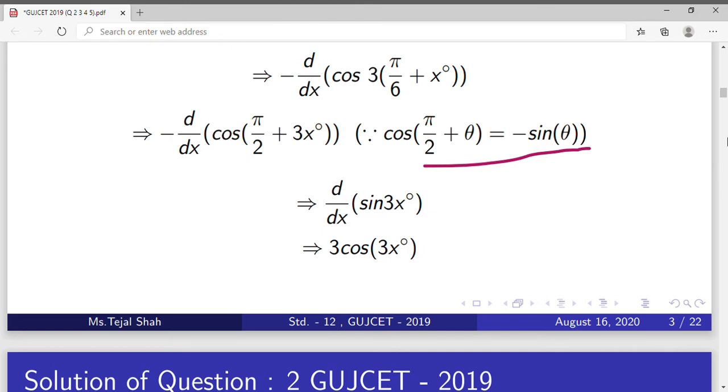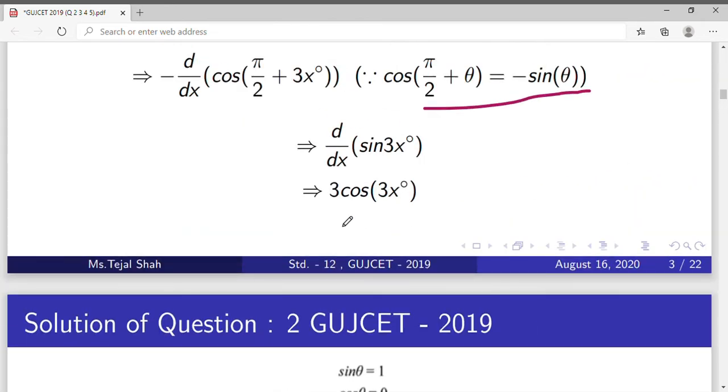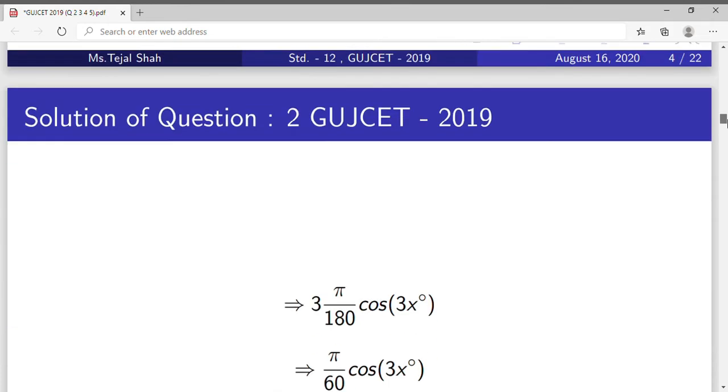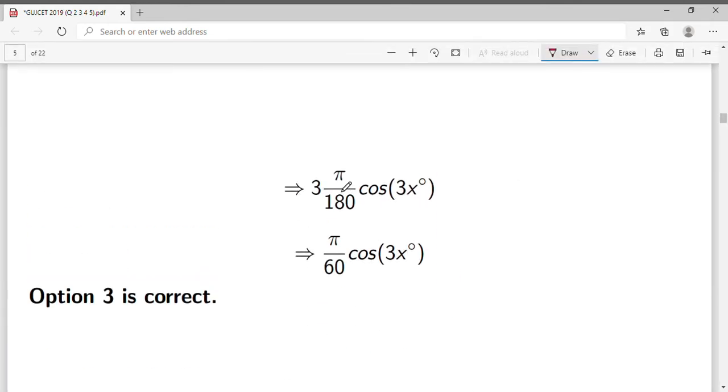After this, if you observe the options, nowhere is 3 given. So we reset this value. Here we need the value π. How can we reset? Keep 3 as it is, multiply by π, divide by 180, because the value of π is nothing but 180. So multiply by π and divide by 180. After dividing by 3, what do we have? π/60 cos 3x. So option 3 is the correct option.